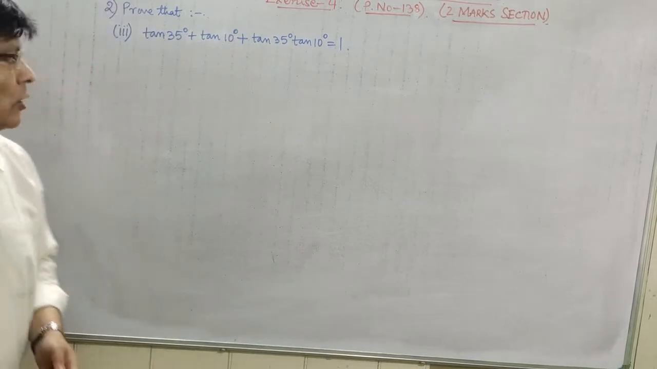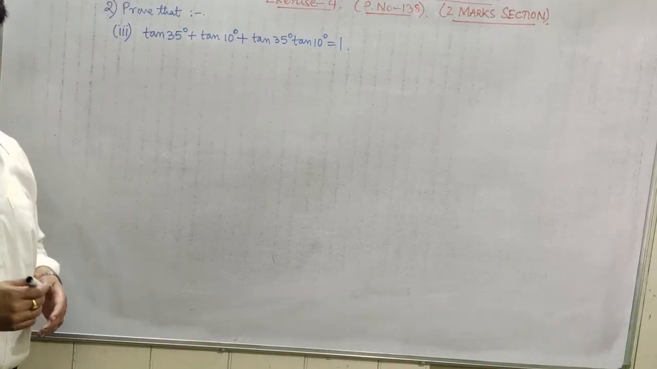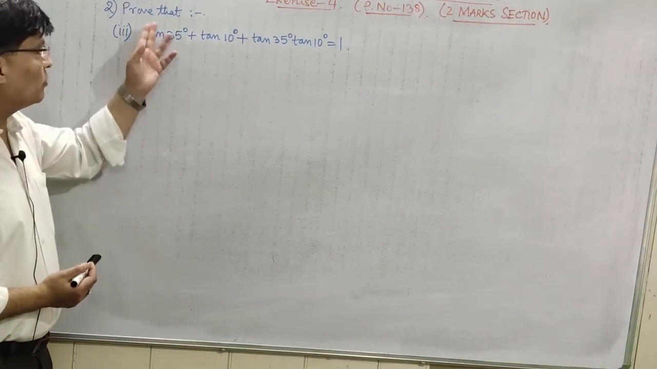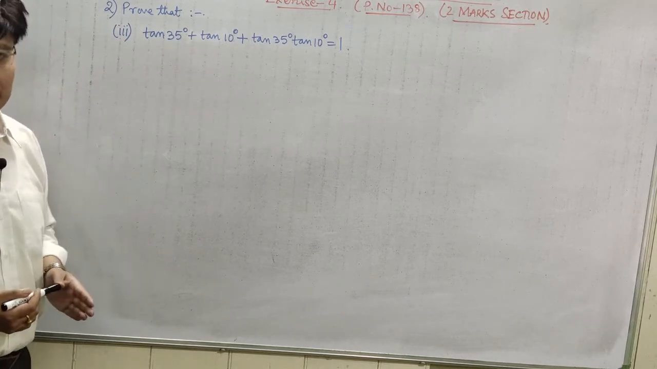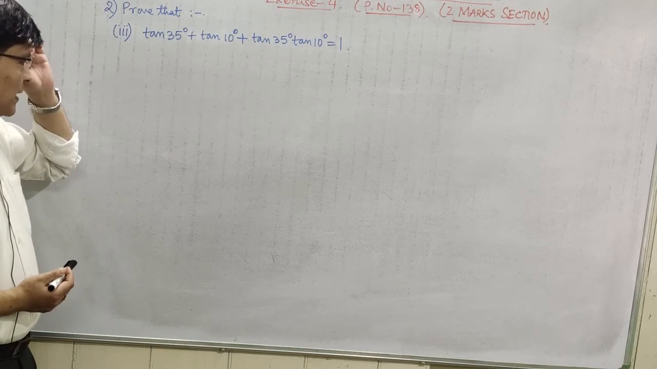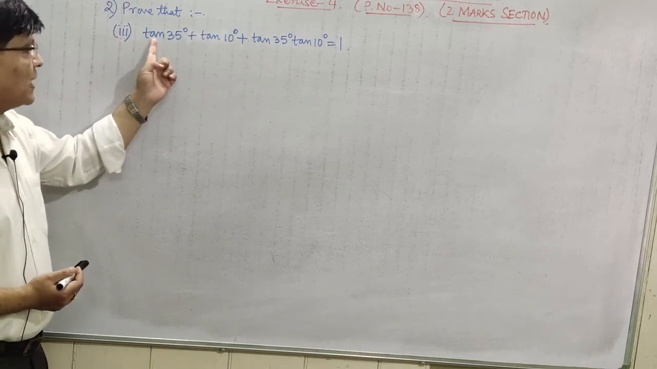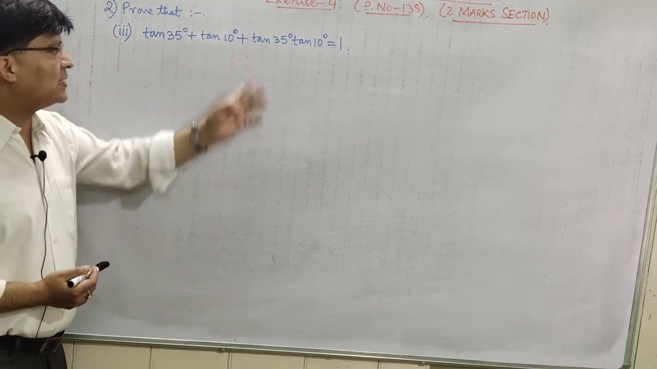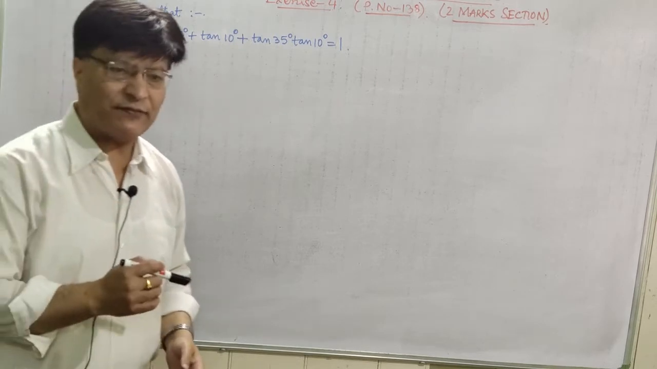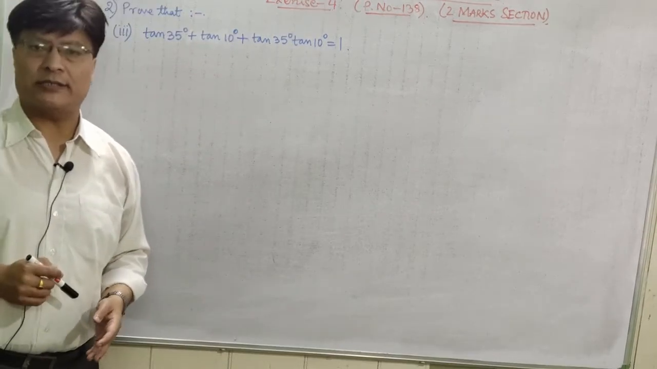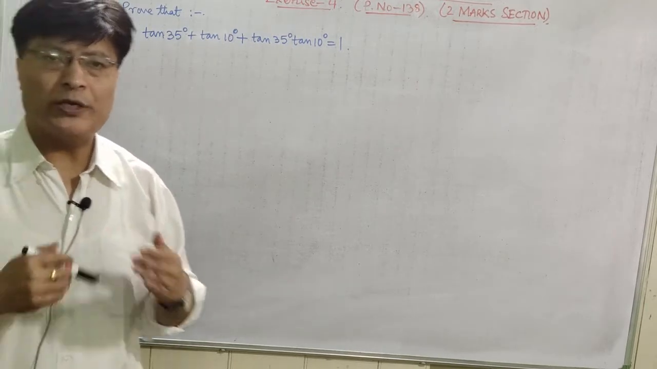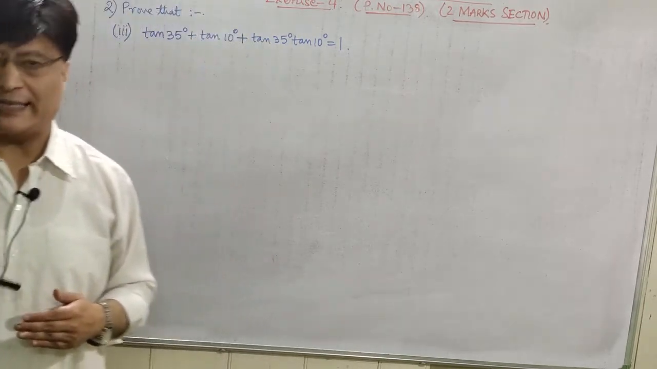So now we will prove number 3 of question number 2. You have to prove that this relation LHS is equal to RHS. That is, you have to prove that question number 3, tan 35 degree plus tan 10 degree plus tan 35 degree tan 10 degree is equal to 1. You prove LHS is equal to RHS. So in this case, we don't prove it from LHS.